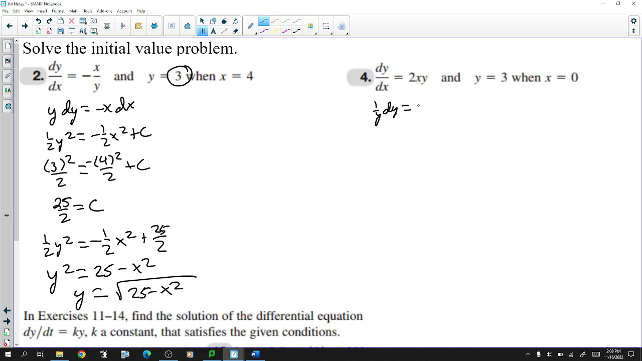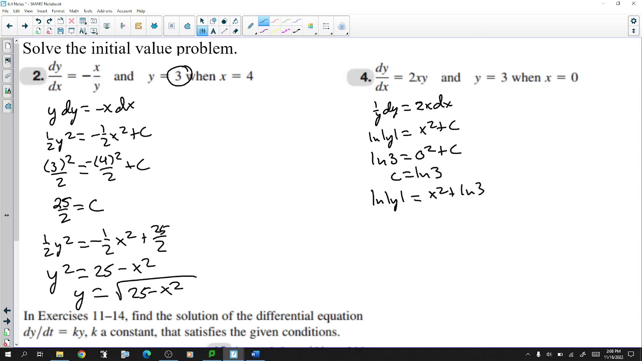Here we have 1 over y dy is equal to 2x dx. So we integrate. Natural log absolute value of y is x squared plus c. Natural log of 3 is equal to 0 squared plus c. So c is natural log of 3. We have natural log absolute value of y is x squared plus natural log of 3. So y is equal to e to the x squared plus natural log of 3, and I would make that 3e to the x squared.